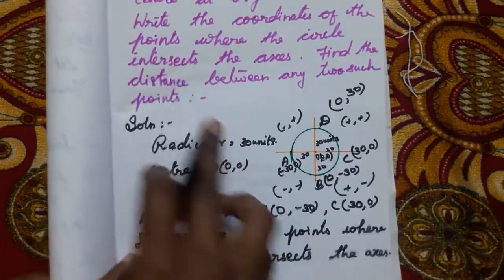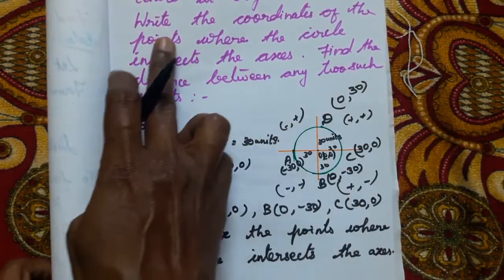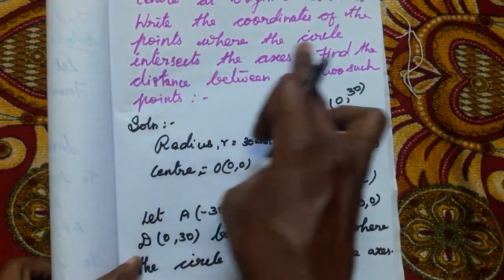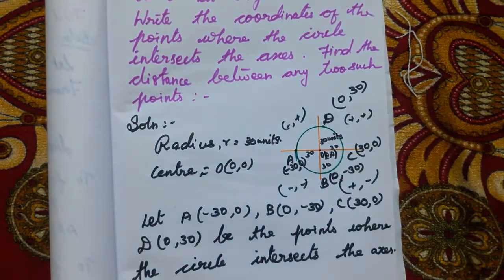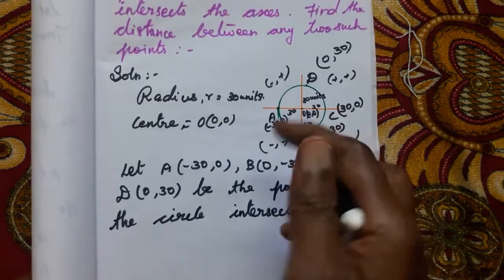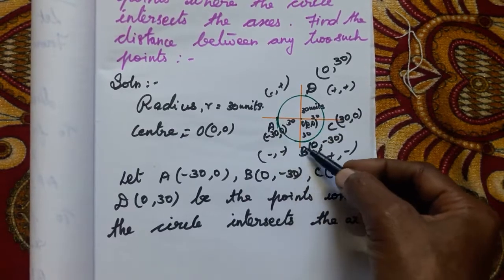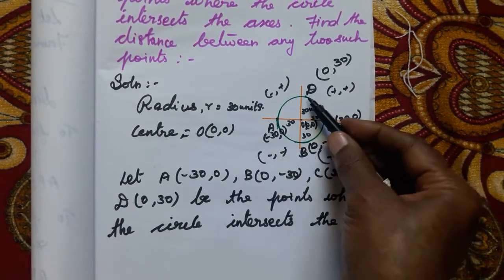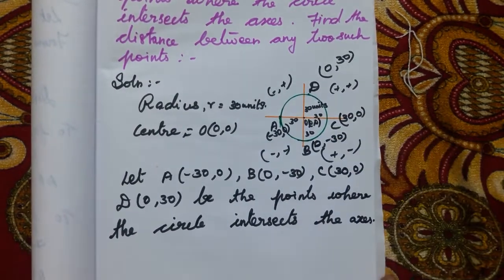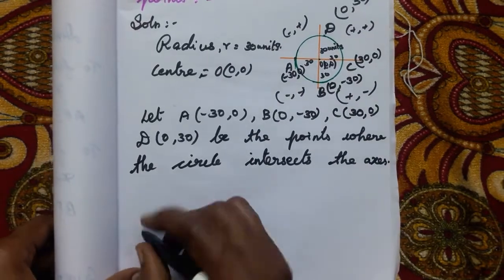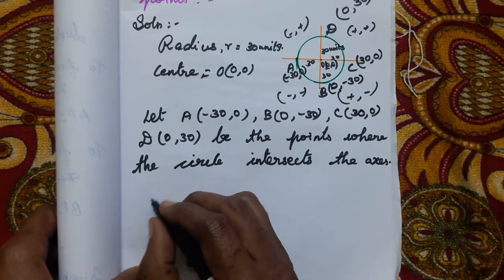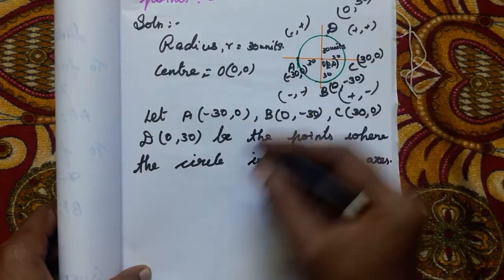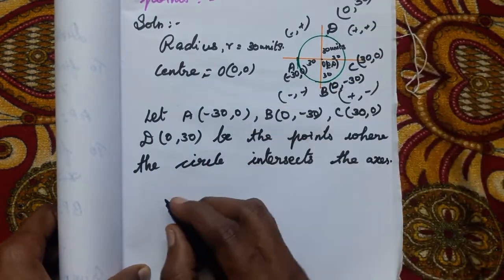Next, what is the question? We have written, write the coordinates of the points where the circle intersects the axis. Next, find the distance between any two such points. We have to find out the distance between AB, or BC, or CD, or AD. Any two points we want to find out. Shall we find the distance between AB? Or AD also we can find out. Otherwise CD also we can find out.